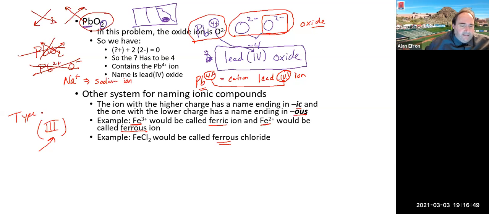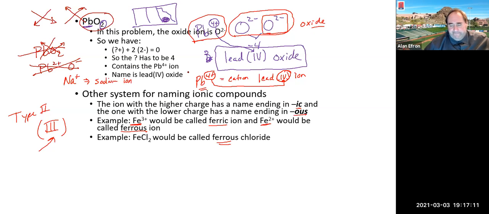And type 1 ions do not need a Roman numeral because they possess that fixed charge, which means you don't have to worry about telling people what you're dealing with, because it's known that that ion can only make one type of charge. Any questions on that?